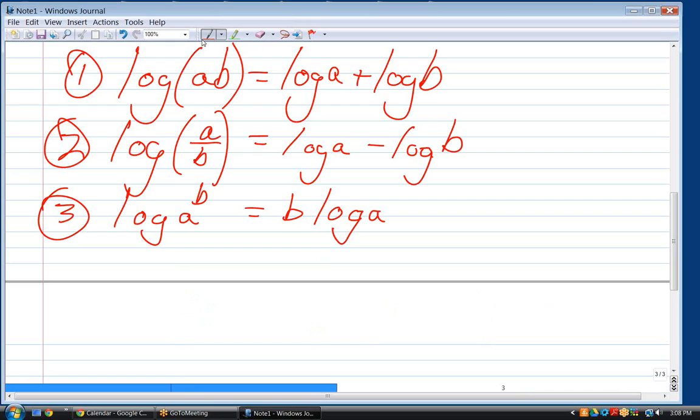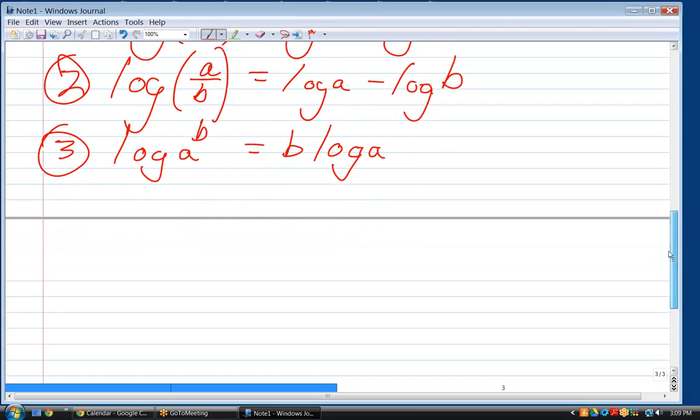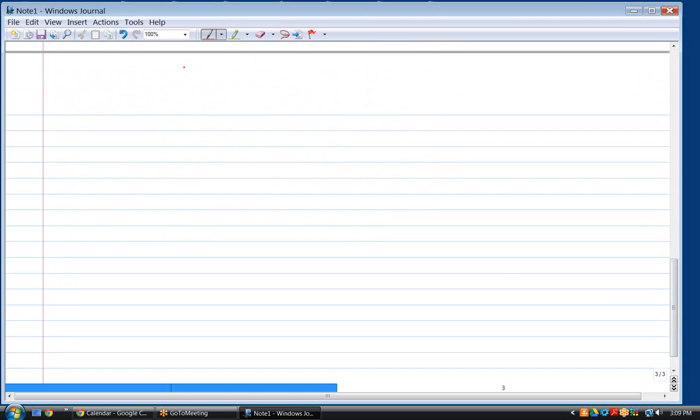All right, now the next part is: use the change of base formula to rewrite using only natural log. Okay. And it's log base 2 of 7. Okay.